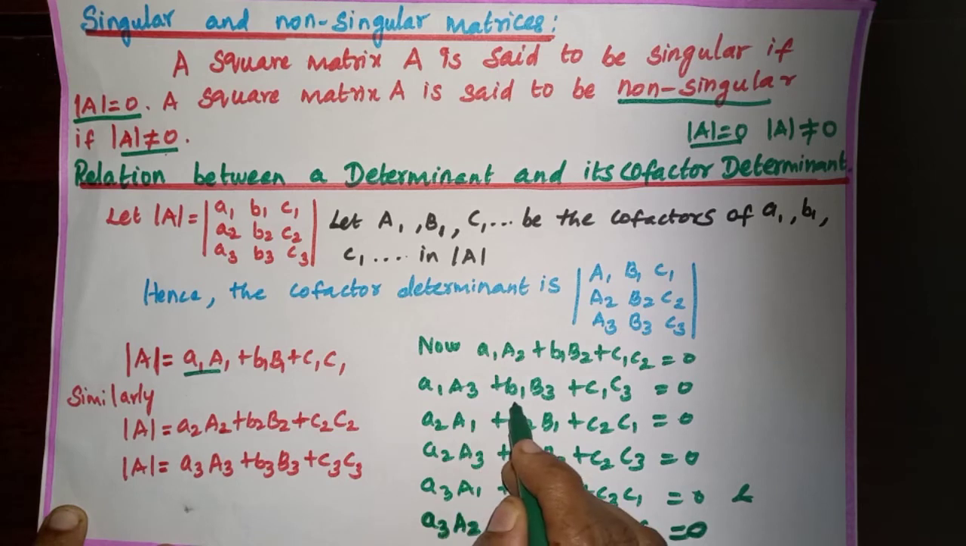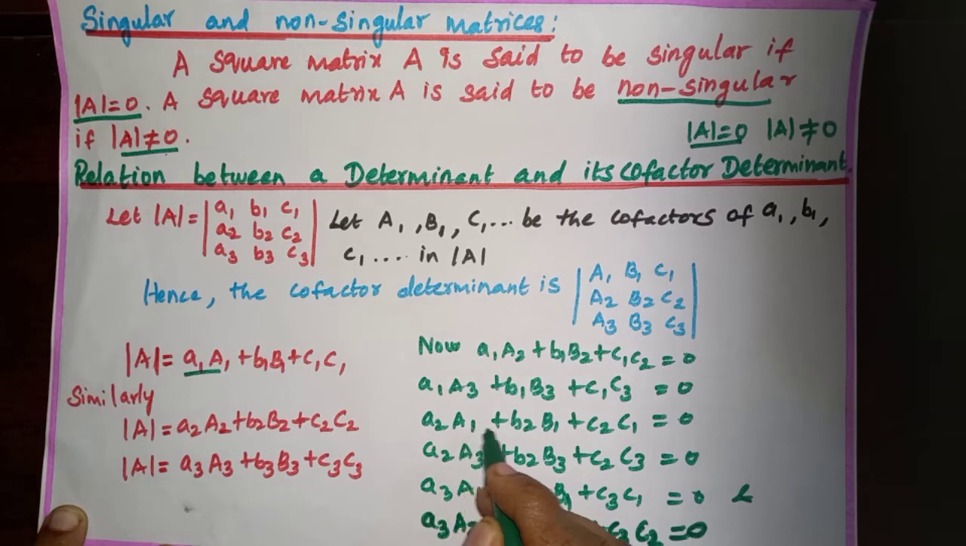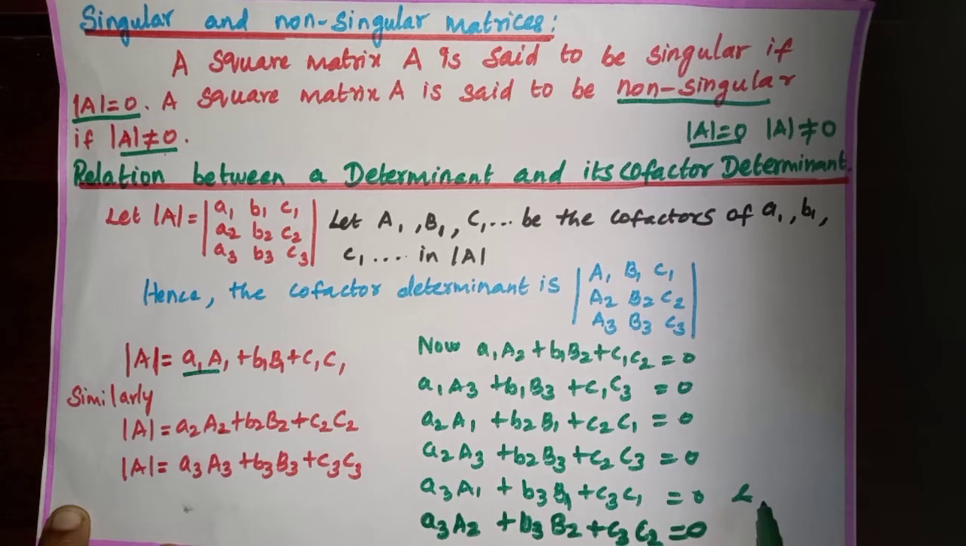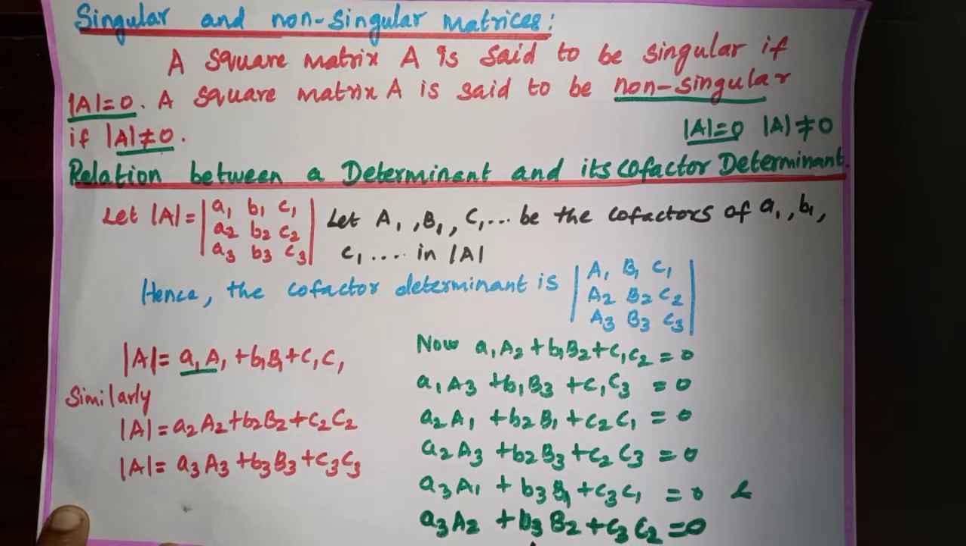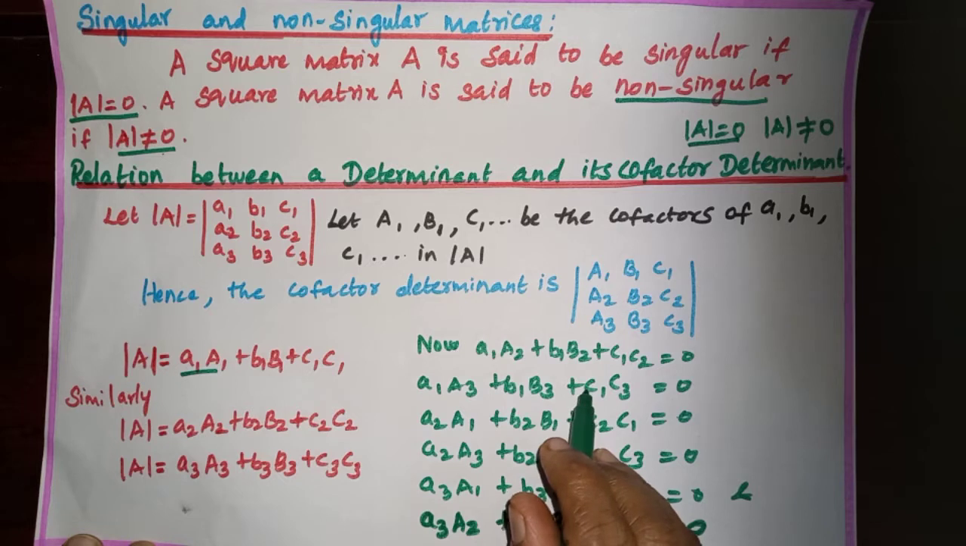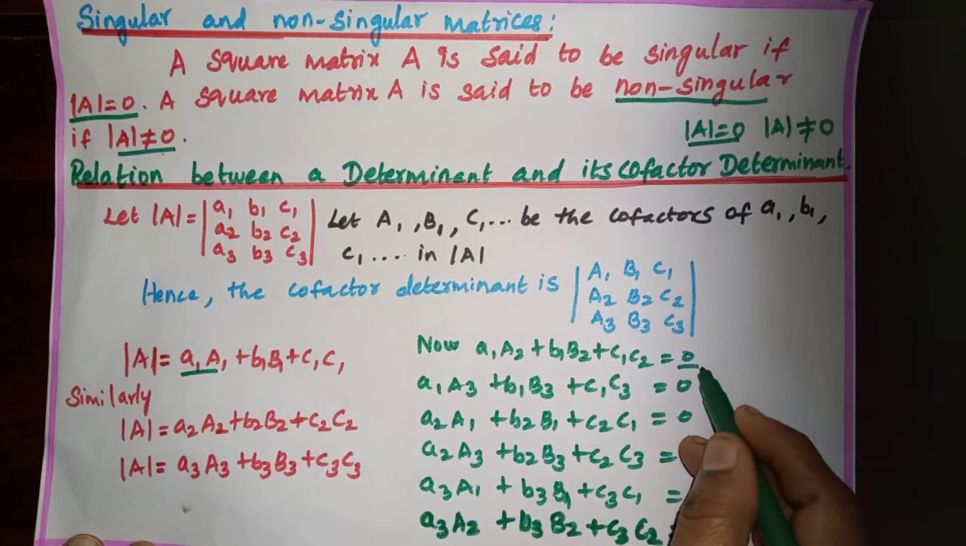Now, a1 capital A2 plus b1 capital B2 plus c1 capital C2 equals 0. a1 capital A3 plus b1 capital B3 plus c1 capital C3 equals 0. a2 capital A1 plus b2 capital B1 plus c2 capital C1 equals 0. a2 capital A3 plus b2 capital B3 plus c2 capital C3 equals 0. a3 capital A1 plus b3 capital B1 plus c3 capital C1 equals 0. And a3 capital A2 plus b3 capital B2 plus c3 capital C2 equals 0. Note that if the sum of the products of the elements of any row or column is taken with a different cofactor, then the value is 0.